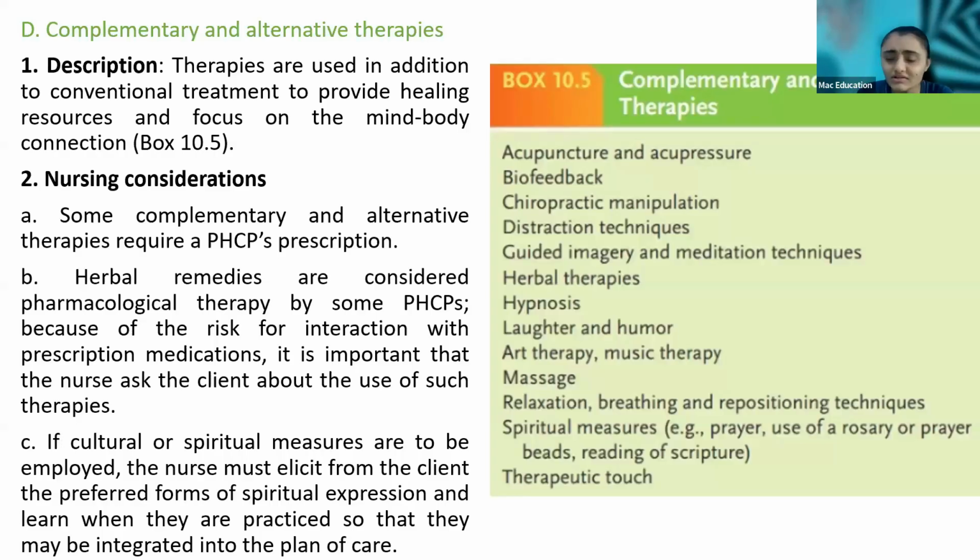So these are the methods through which the patient's pain gets reduced. Reading of scripture: if someone is reading scripture books, then pain will also get reduced. Therapeutic touch, like massage or anything. So all of that comes under the complementary and alternative therapies. Understood about the types of complementary and alternative therapies? Yes, ma'am. Okay. So let's move to the next topic, that is nursing consideration.